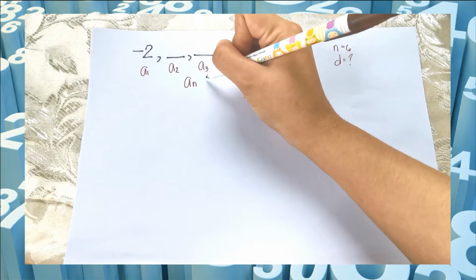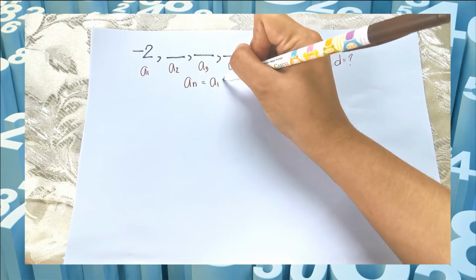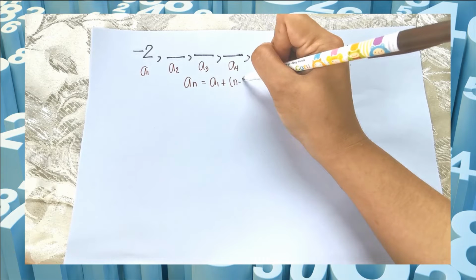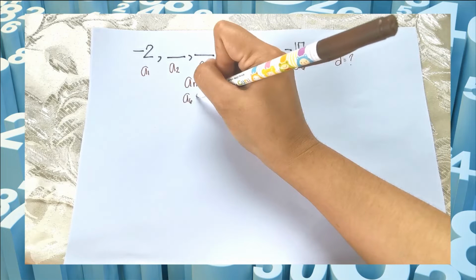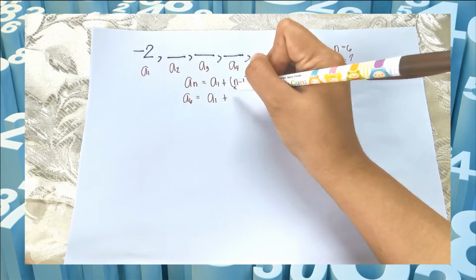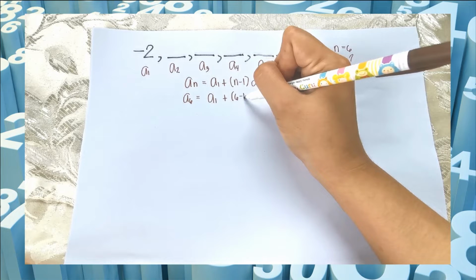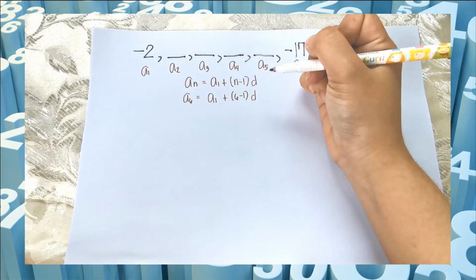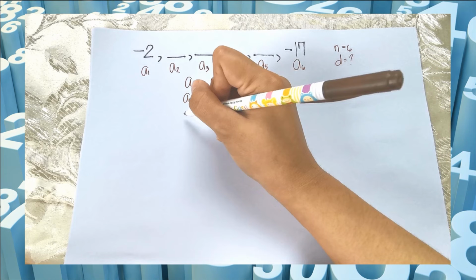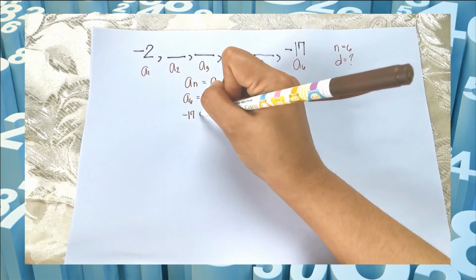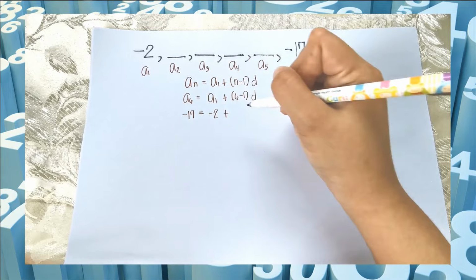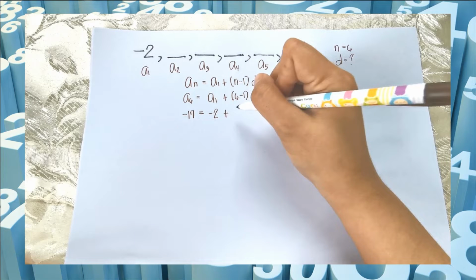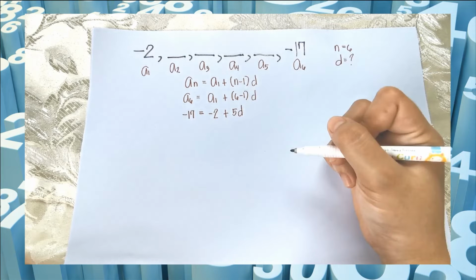To solve for the common difference, we will use the formula for the nth term of an arithmetic sequence. a sub n equals a sub 1 plus n minus 1 times d. By substitution, we have a sub 6, which is the last term, equals a sub 1 plus 6 minus 1 times d. We know that the sixth term is -17, and the first term is -2. So we have -17 equals -2 plus 6 minus 1, which is 5, times d, we have 5d.